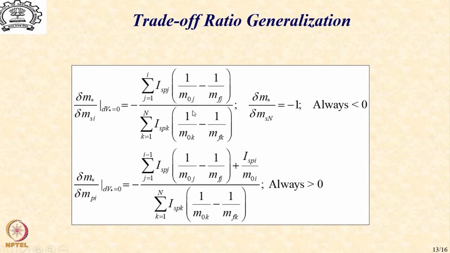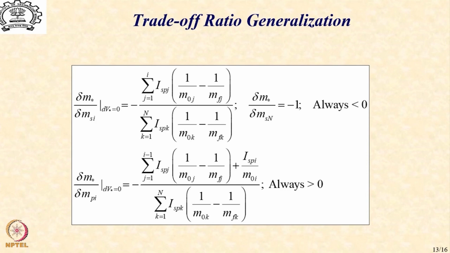And in a generic sense, we now see that dM*/dMS_N, by the Nth stage, is always less than 0, and dM*/dPI is this expression. It's always a positive quantity. And this is another point that you need to understand, that the trade-off ratio for structural mass is inversely related.